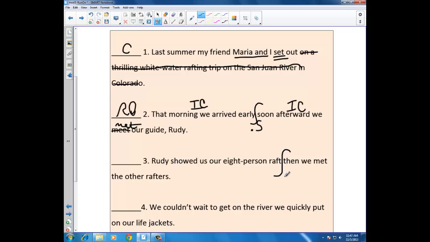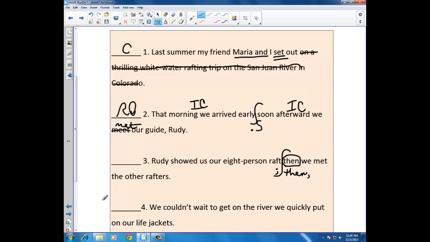Run-on occurring here. You've got the subordinating conjunction, the conjunctive adverb then, or you can use a semicolon, then comma. Rudy showed us our 8-person raft; we met the other rafters.